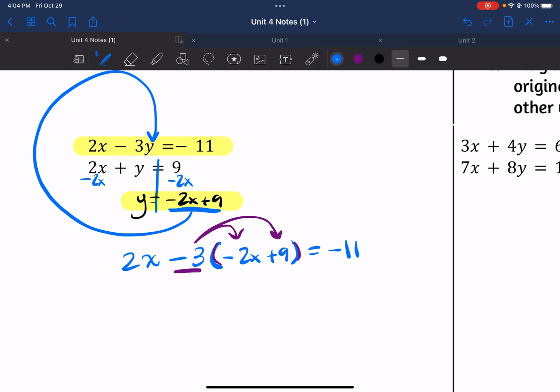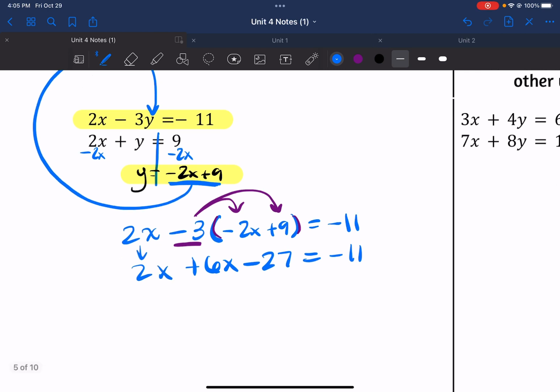So -3 times a -2x is a positive 6x. -3 times a positive 9 is a -27. And bring down what you have not used yet, -11 here. I'm going to bring down this 2x. Okay, cool. Now, my whole goal is to combine like terms, right?